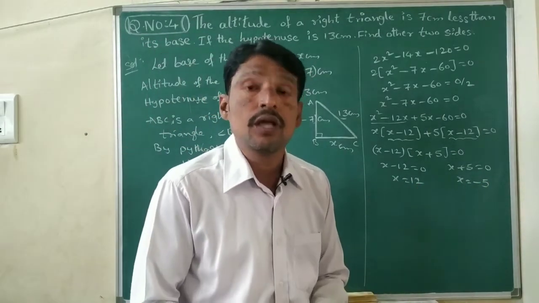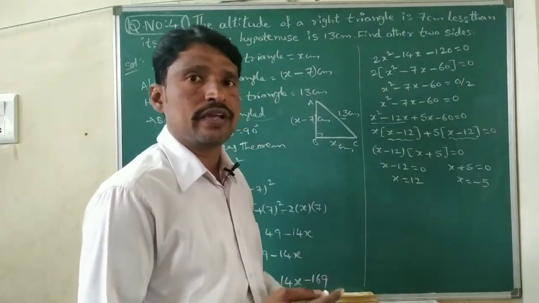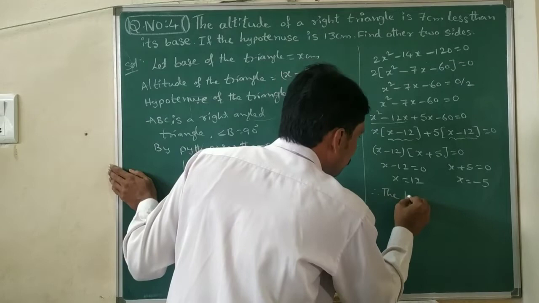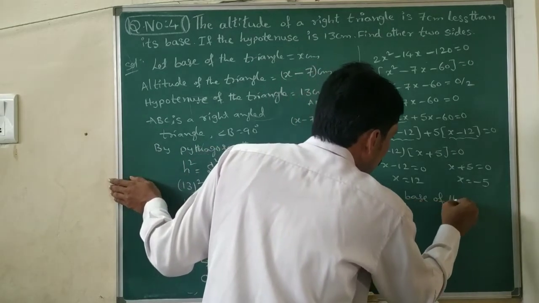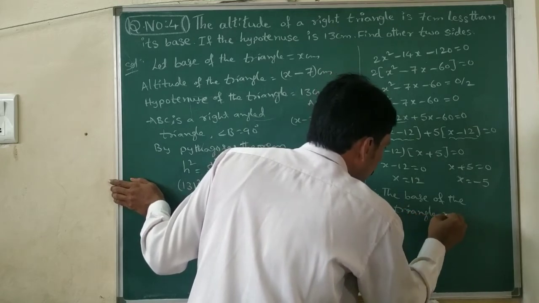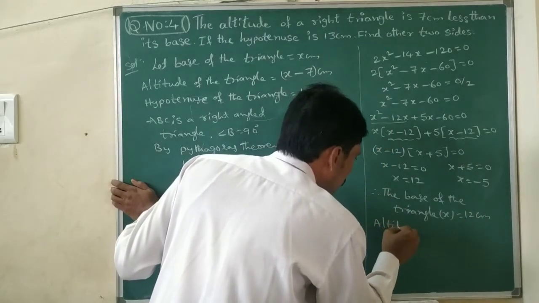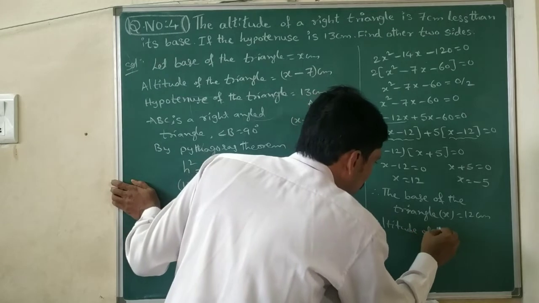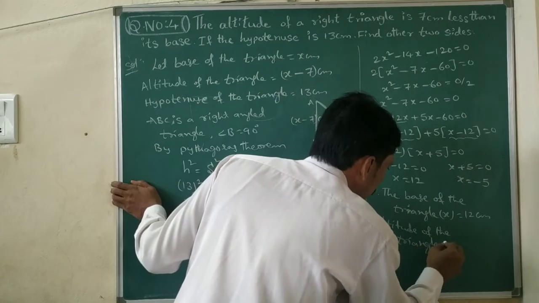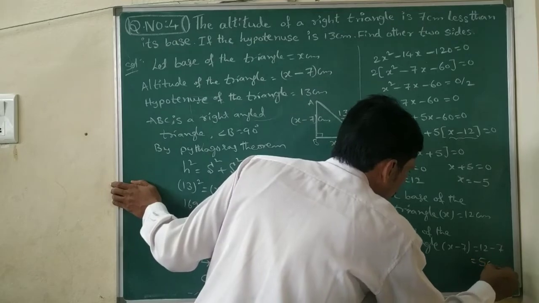Which one we need to take? Measurements can never be in the negative direction. Means we need to take the x value 12. Therefore, the base of the triangle x equal 12 centimeters, and altitude of the triangle x minus 7, that equal 12 minus 7, that equal 5 centimeters.